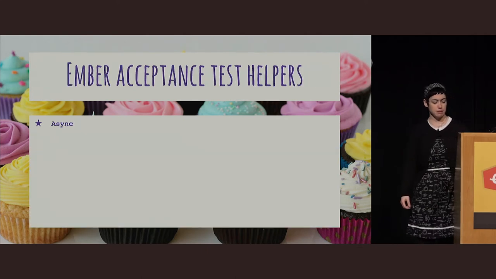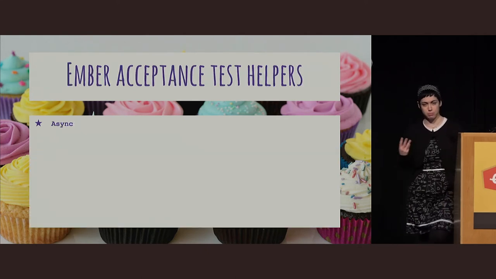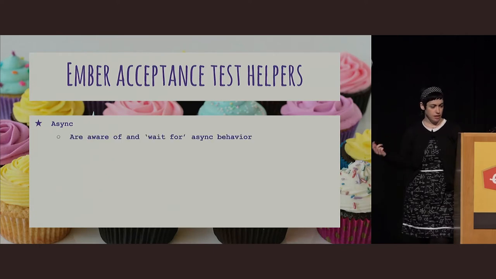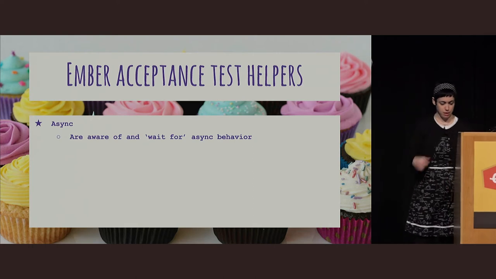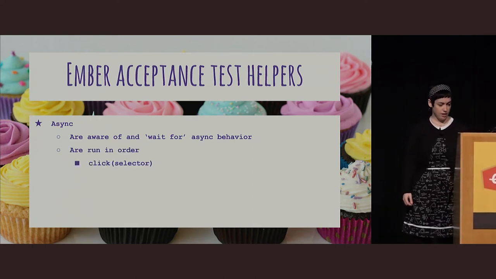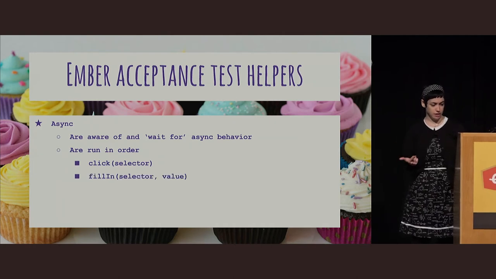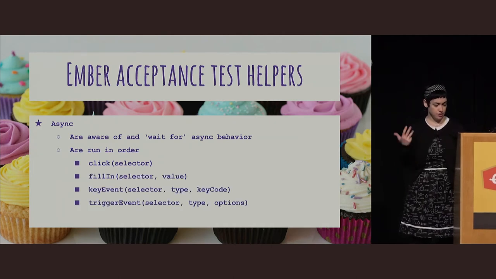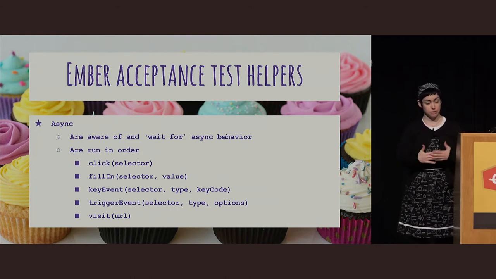So the Ember acceptance test helpers, there's three groups. The first is async. These are helpers that are aware of and wait for your async behavior. They are run in order. They are click, fillIn, keyEvent, triggerEvent, and visit. They're fairly self-explanatory, but if you want super detail, you can look in the Ember guides.